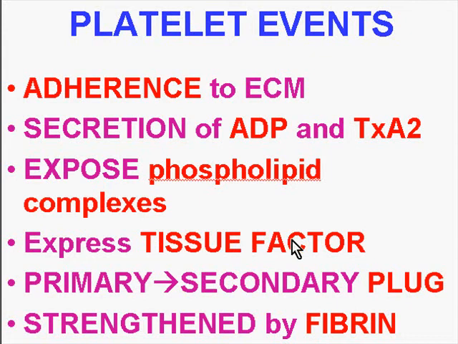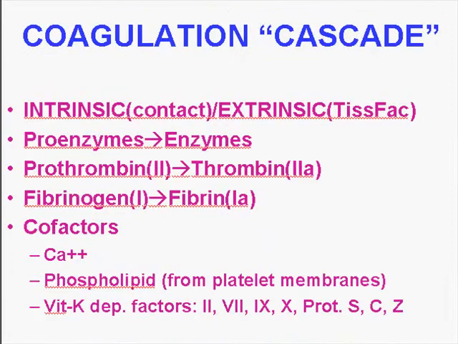And as you know, tissue factor triggers off the extrinsic coagulation cascade, ultimately resulting in the primary plug of aggregated platelets becoming the secondary plug, by virtue of the fact that this is now being strengthened by fibrin. So that's how you go from platelet to blood clot. And we cannot escape the classical coagulation cascade. So let's talk about it.